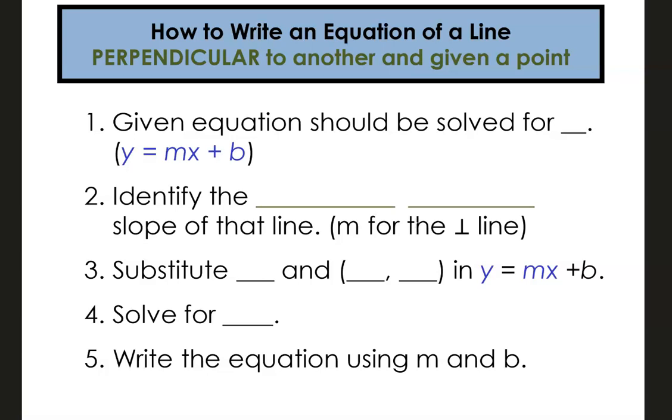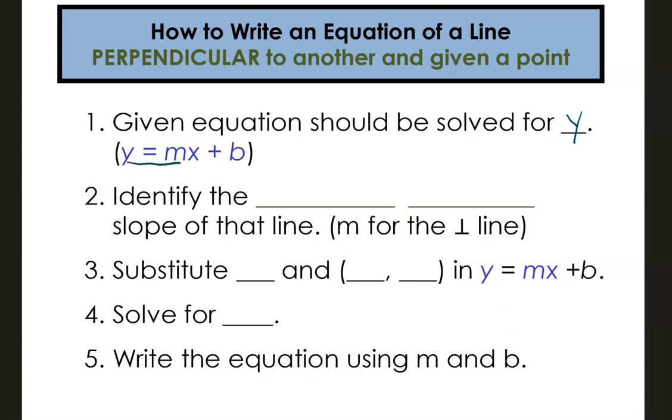In this video, we're going to look at how we can write the equation of a line perpendicular to another line through a given point. So to start off, what we need to do is first find some information about the original line. And to do that, we first solve that original line for y.